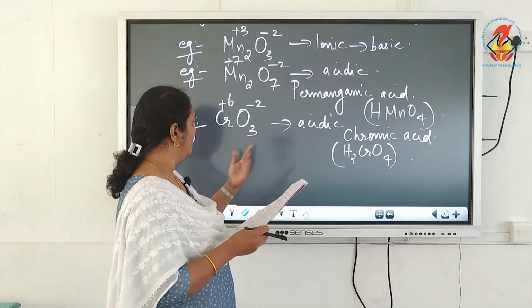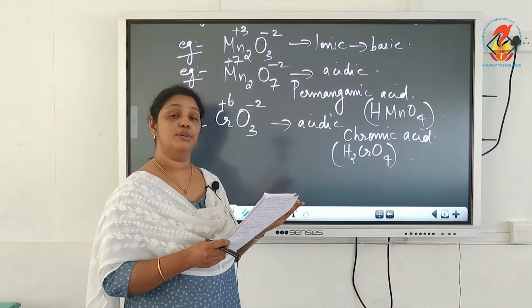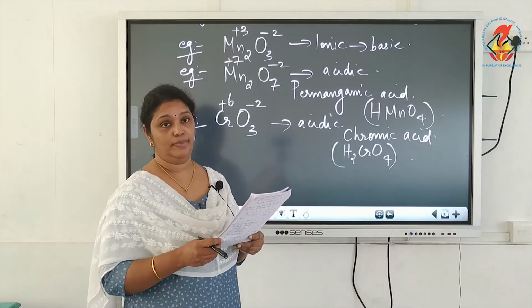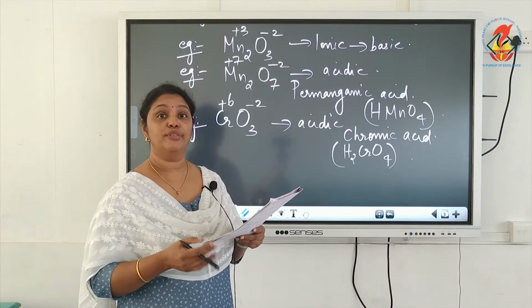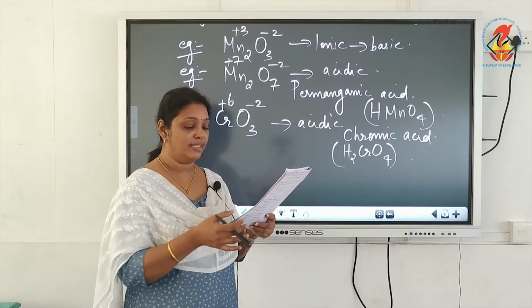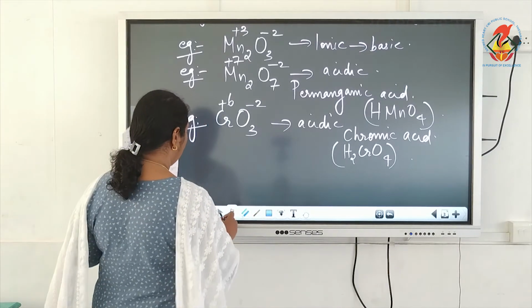Now oxides can also be in amphoteric state, meaning the intermediate oxidation states will be in amphoteric state also, and an example of an amphoteric oxide is MnO2.